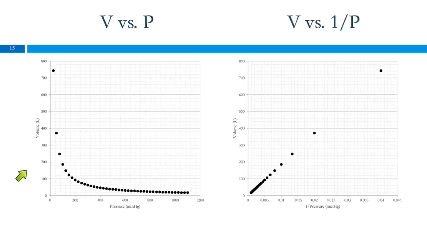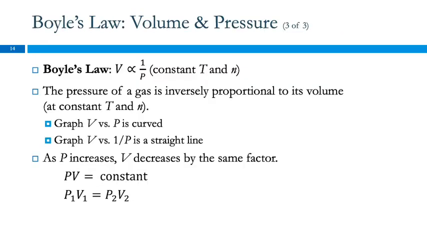So this is volume versus pressure. This is volume versus 1 over pressure. And now we get a beautiful straight line. This shows me that volume is directly proportional to 1 over the pressure. That can be described with a line equation. So from this proportionality, we realize that pressure times volume is equal to a constant.